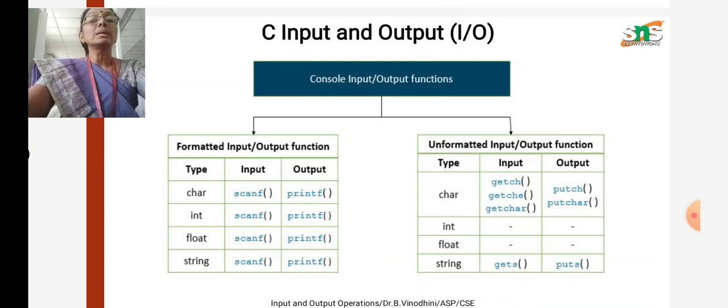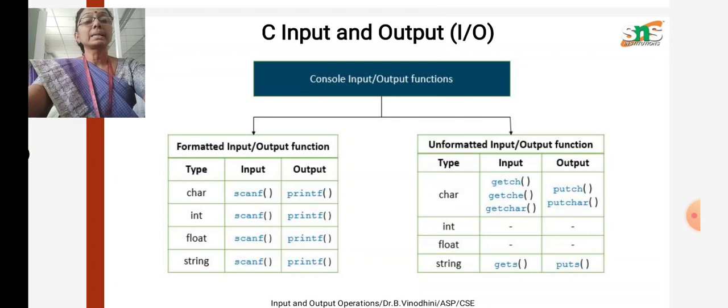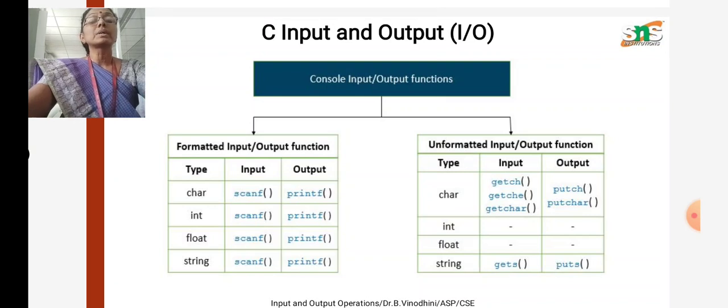The unformatted input functions for the character type are getch, getche and getchar. The output functions for the character type are putch and putchar. For the string data type, a string is a sequence of characters. If you want to get a sequence of characters in the unformatted format, we can use gets as the input function. For the output, we can use the puts function. These are the major classifications of input output functions used in the C program.